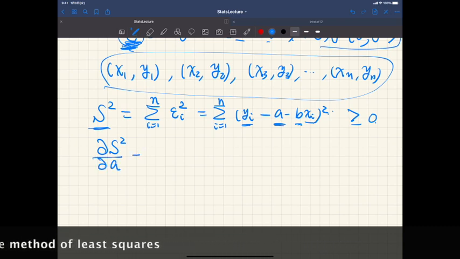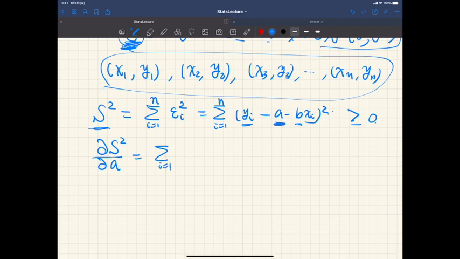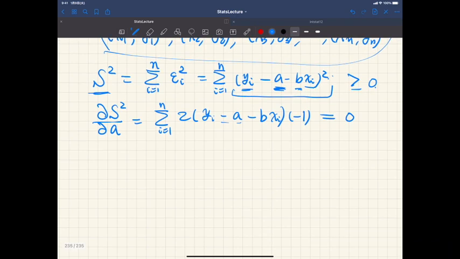So if you differentiate this S squared with respect to a, what do you get? If you differentiate a summation, that will be a sum of derivatives, right? So you differentiate inside this, you get 2 times (y_i minus a minus b x_i). Differentiate this part, so it will be negative 1. And you equate this to 0.